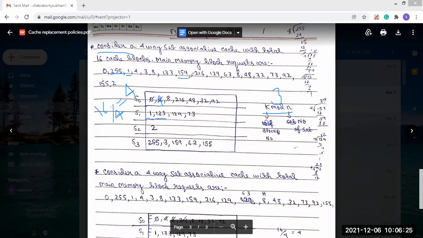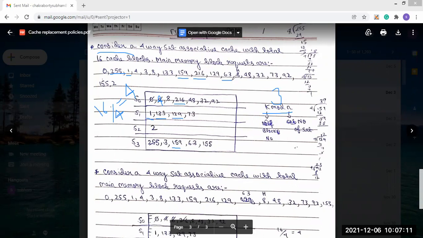Then next, what is 159? 159 mod 4, if we do this, what will be the remainder? The remainder will be 3, so 159 will go in this position, no problem. Then 216 mod 4, we get the remainder as 0, so that means 216 will go to set 0. Then next 129, 129 mod 4, we get remainder as 1, so 129 will go to set 1.